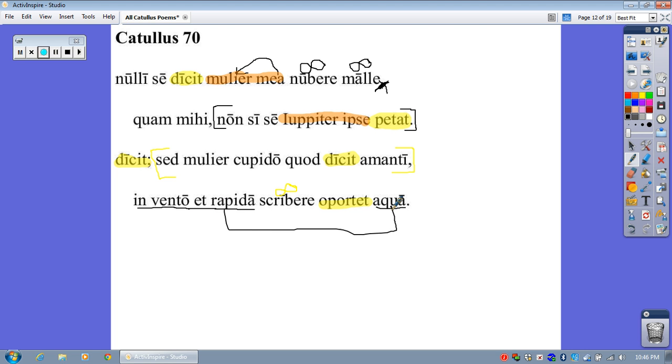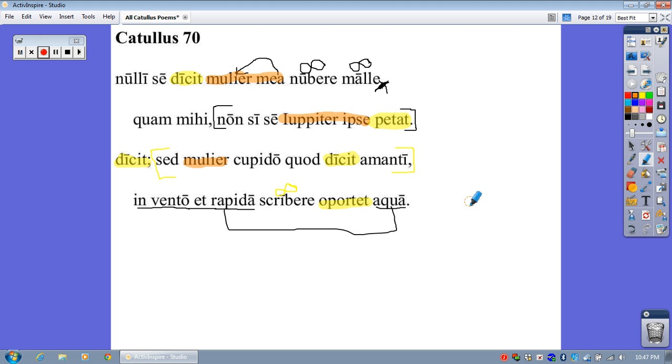Okay? So, she says it, but quod is my subject, but what? I'm sorry, not my subject, rather. The subject is mulier. My bad. Let me mark that. Mulier is the subject. But what a woman says to, this is dative. Cupido and amanti are both dative singular. Cupido means eager, and amanti is a lover. But what a woman says to an eager lover, it is right, or it is proper, to write it on the wind and the rapid water.